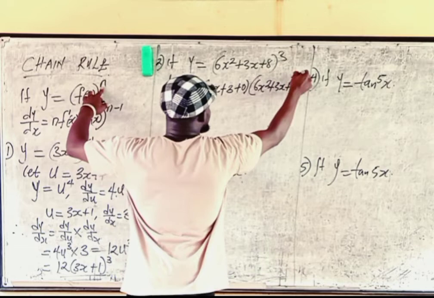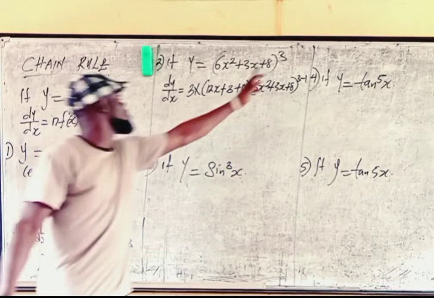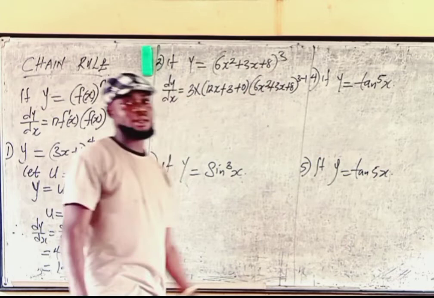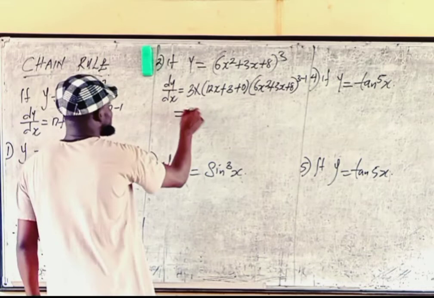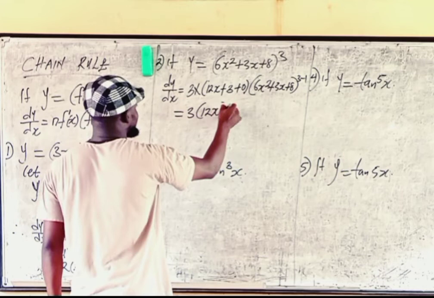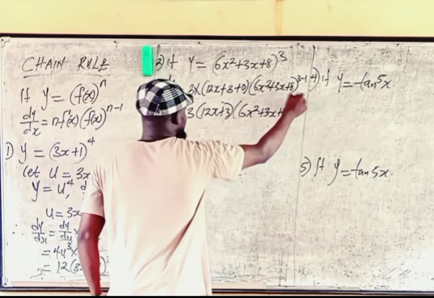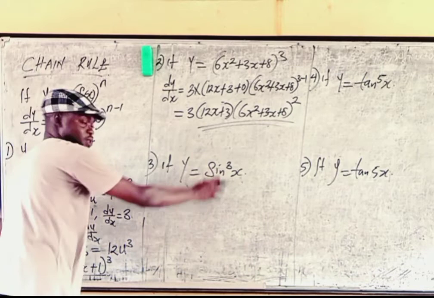That's what I'm trying to say. That's the move. First, use the power to multiply when you differentiate inside the bracket. Next, repeat the question and remove 1 from the power. That's what this formula is saying. Then the next thing you're going to have will be 3 bracket 12x plus 3, times 6x squared plus 3x plus 8, power 2. Simple as ABC. Let's apply that for this.